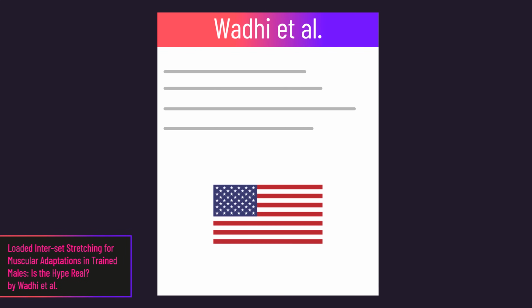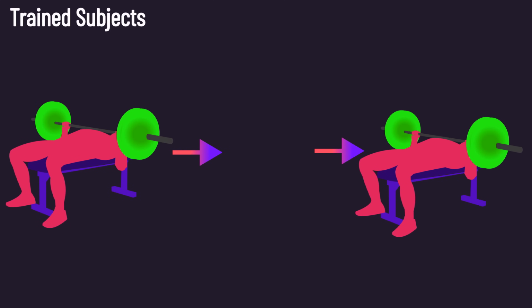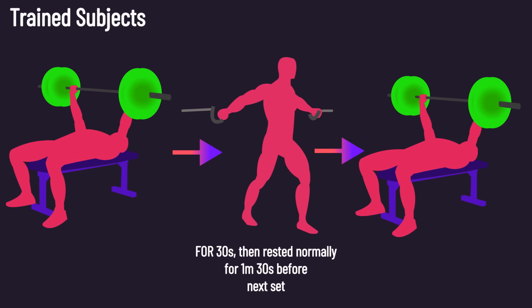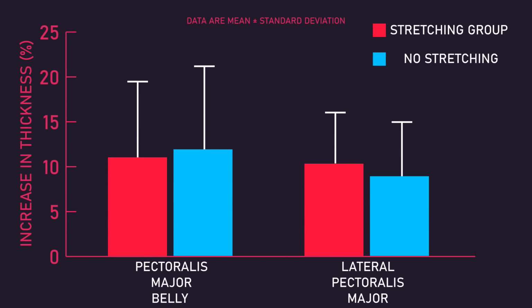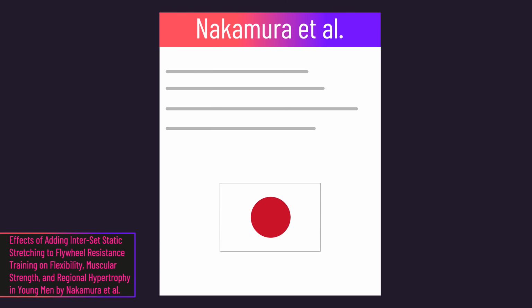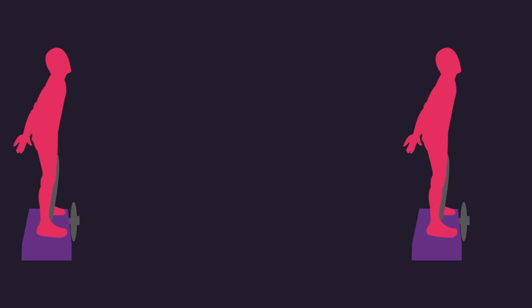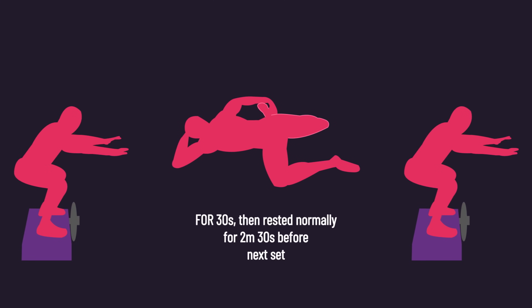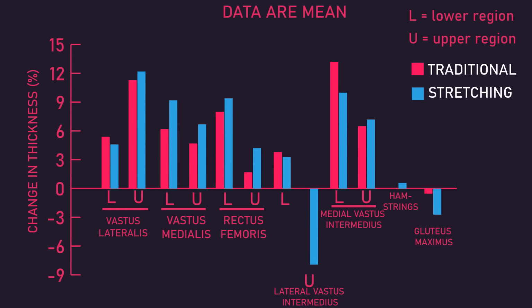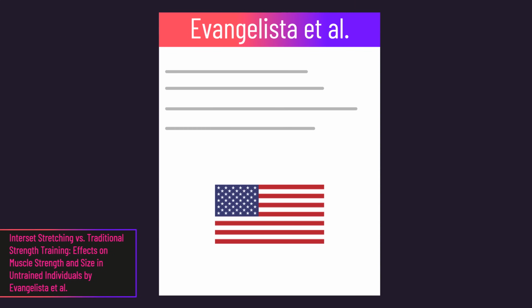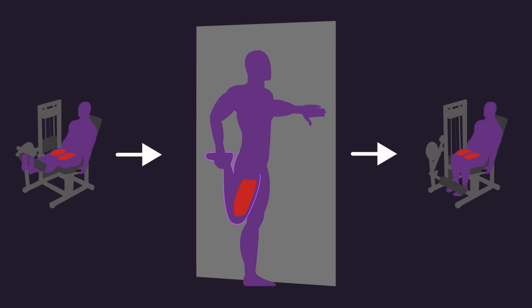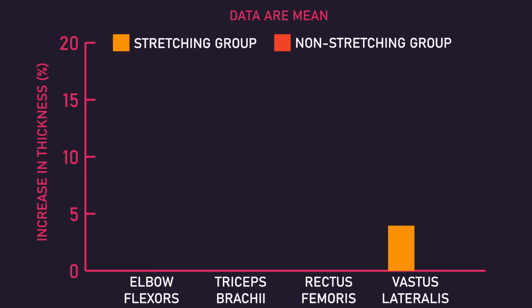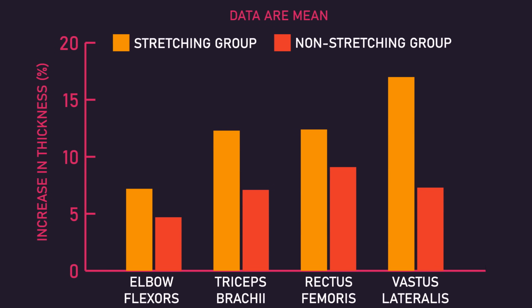A USA study found in between bench press sets, moving over to cable fly machines to stretch the chest produced similar gains to just resting passively between sets. A Japanese paper found that in between flywheel squats, moving over to a table to stretch the quadriceps produced similar gains to just resting passively. Having said this, another USA study did actually find that in between sets of a range of exercises, moving to a 30-second stretch did enhance hypertrophy in previously untrained individuals.